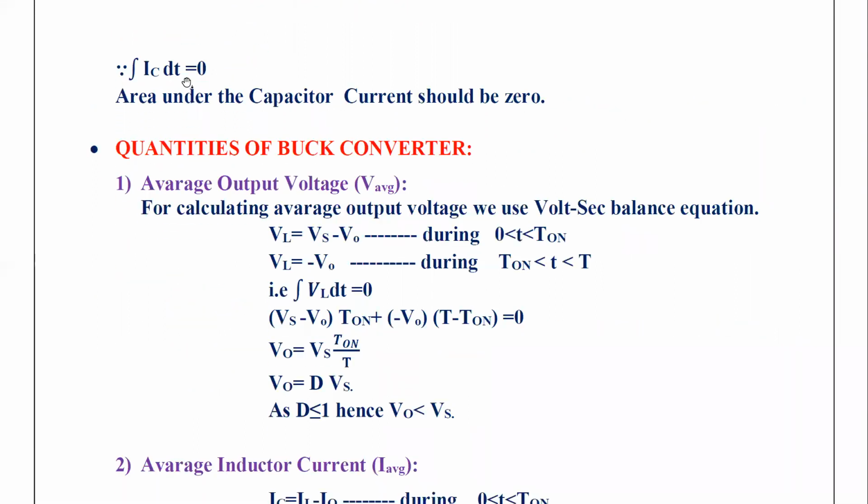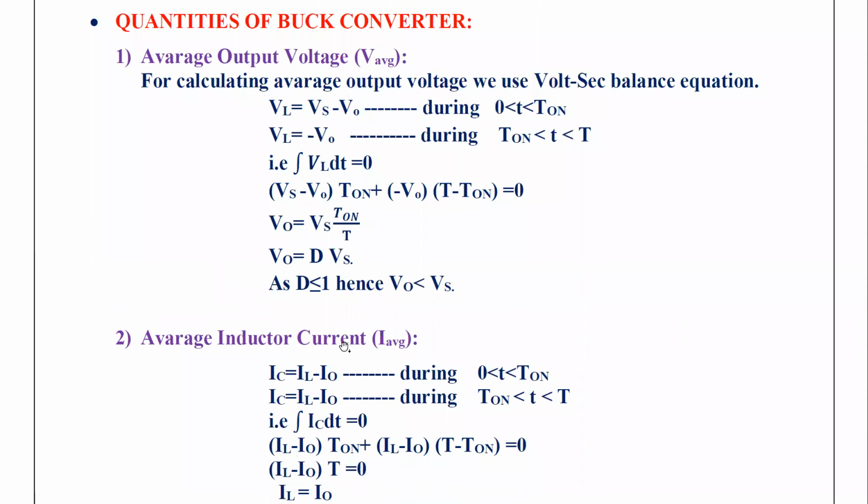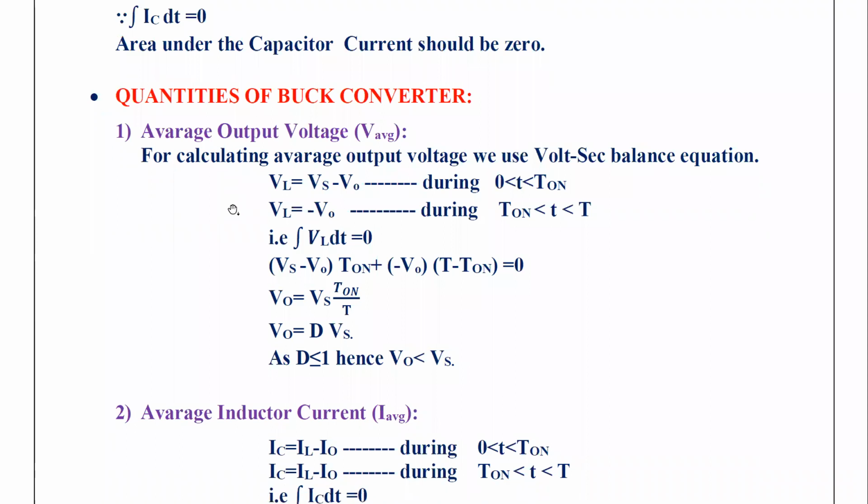And similarly, ampere second balance is also used in another calculation, the average inductor current; you have to use the ampere second equation. Okay, so for calculating average output voltage, we have to take the volt second balance equation. That means integration of VL dt is equal to 0. For that, calculate VL in both turn on and turn off times. We know the voltage at the inductor VL is equal to Vs minus V naught during turn on time. Similarly, the voltage across the inductor during turn off time is equal to minus V naught.